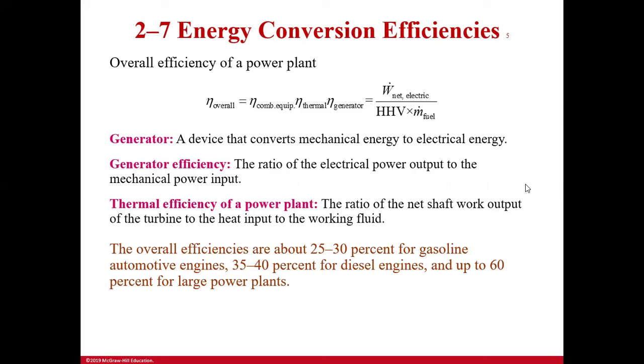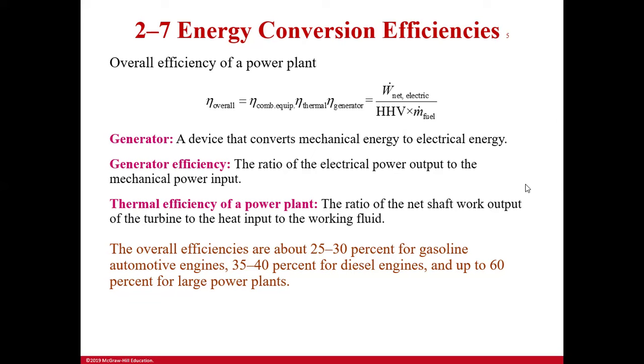So eta overall efficiency is given by eta combustion equipment times eta thermal times eta generator. And that is the final equation. A generator is a device that converts mechanical energy to electrical energy. Generator efficiency is the ratio of electrical power output to the mechanical power input. Thermal efficiency of a power plant is the ratio of the net shaft work output of the turbine to the heat input to the working fluid.